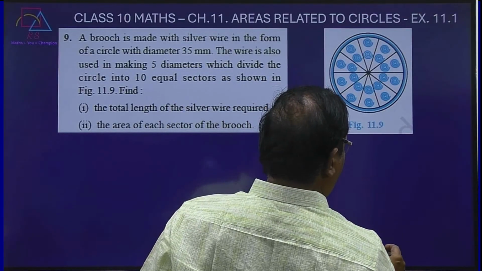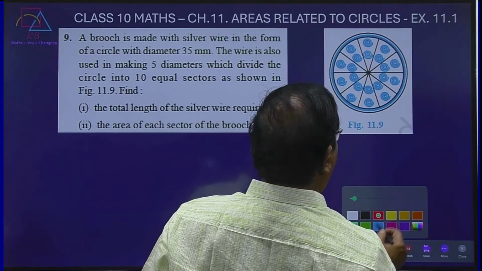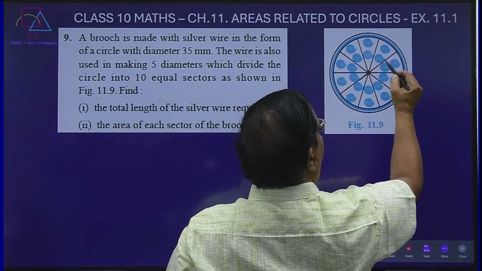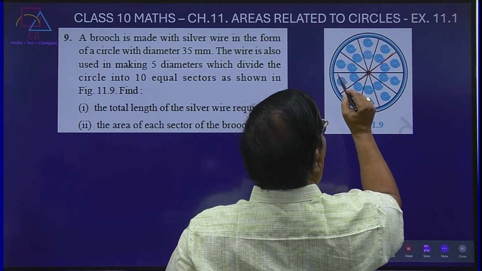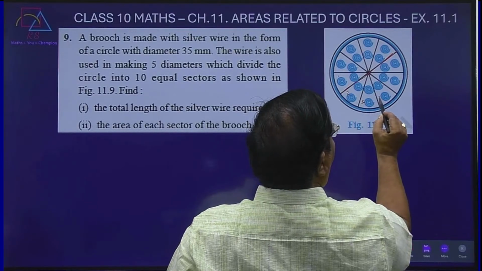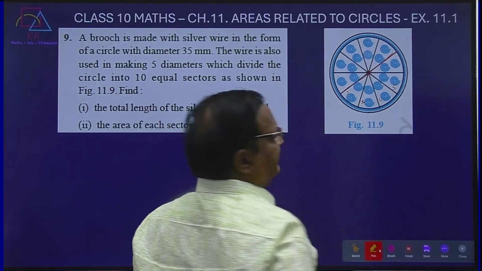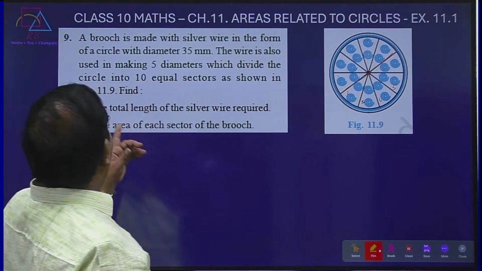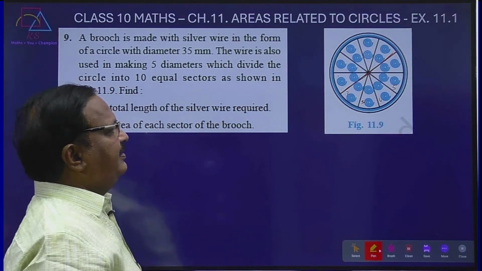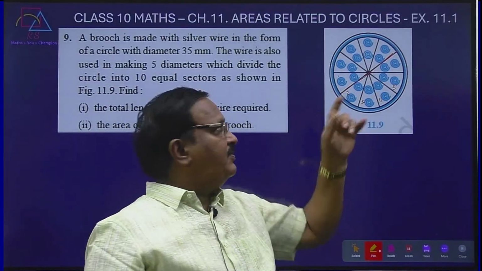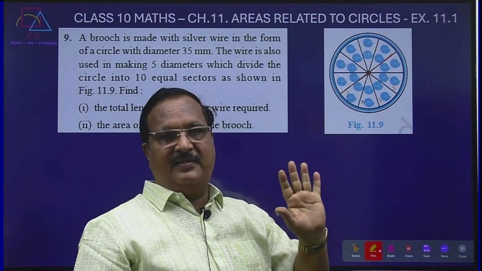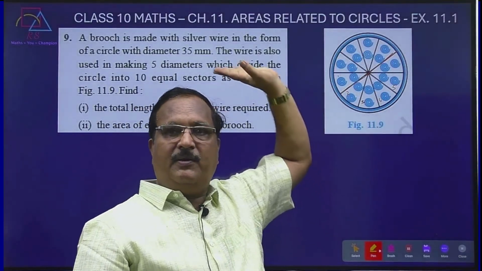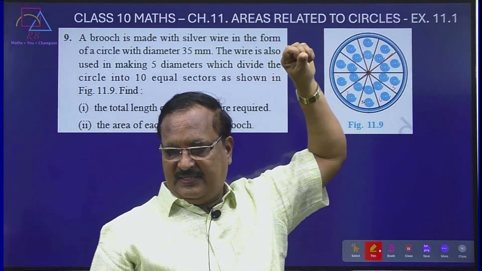So I will explain this. Look, this is the silver wire. Total how many diameters? 1 2 3 4 5 diameters. That means 5 sticks are needed. So what he asked: find the total length of the silver. So first part, 5 diameters length is needed. So 5 into diameter. If you understand the problem, then you will know.